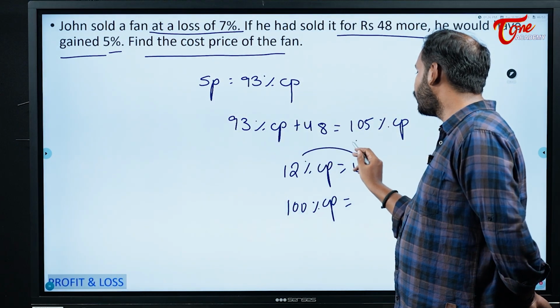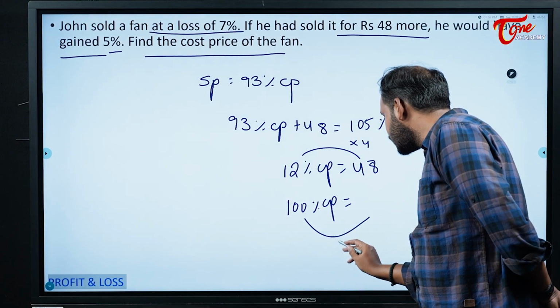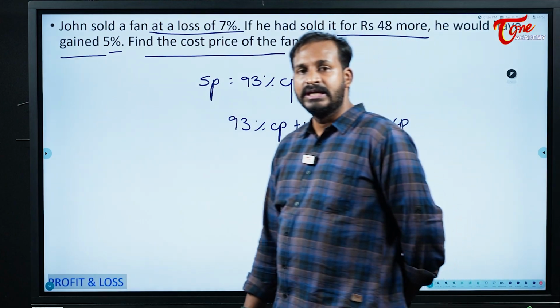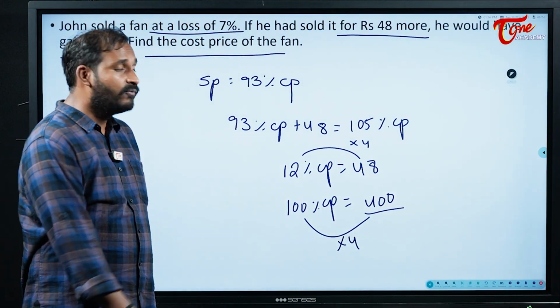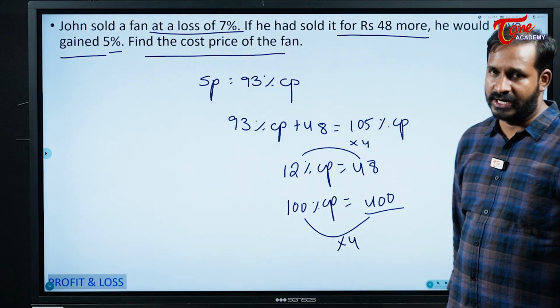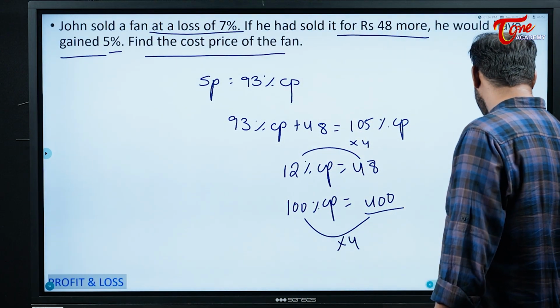So 12 fours are 48. Similarly 100 fours are 400. That means the cost price of the fan is here 400 rupees. The cost price of the fan is rupees 400.